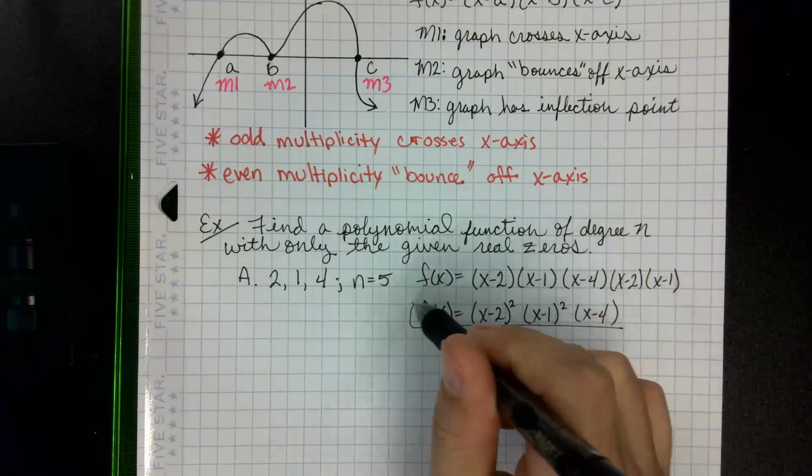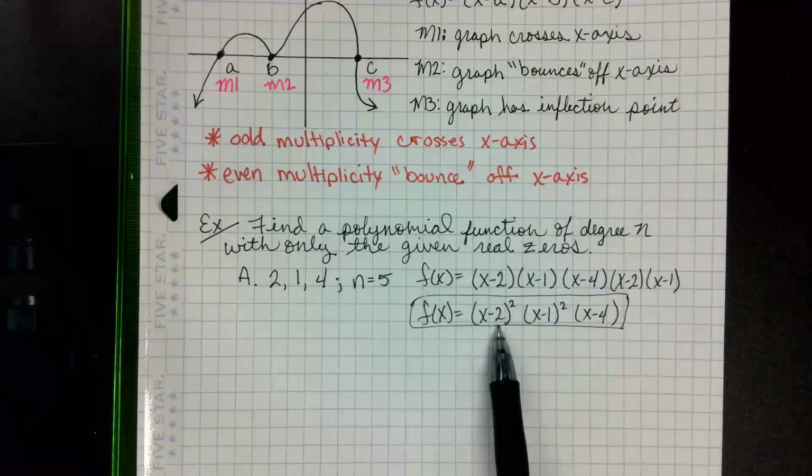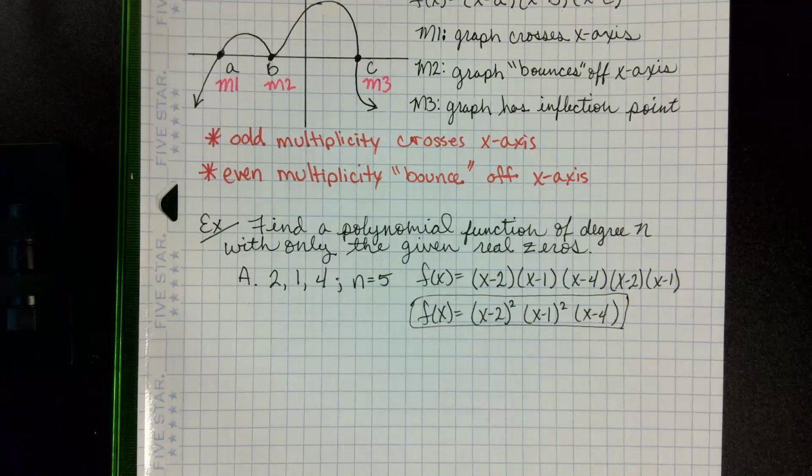I'm not requiring you to multiply these out to standard form. The book solutions are given to you in standard form where they multiplied all this out. I'm fine with it in factored form. If you want to multiply it out, you can.